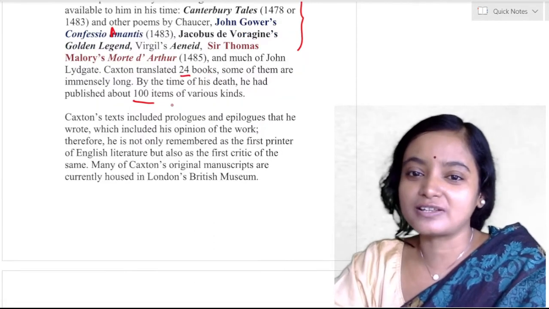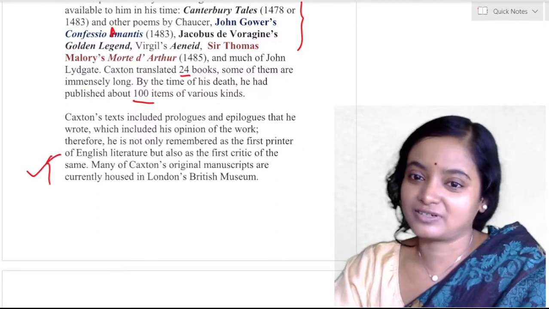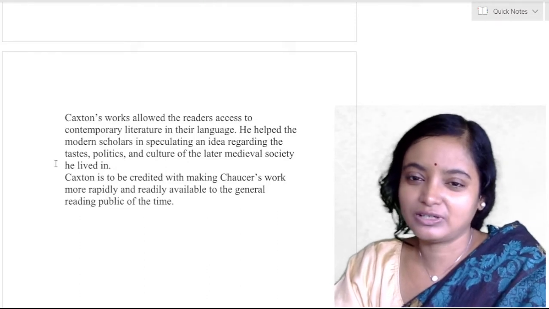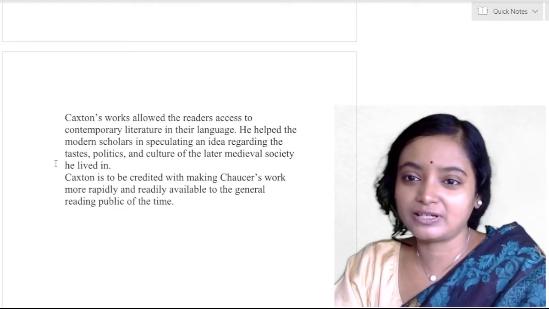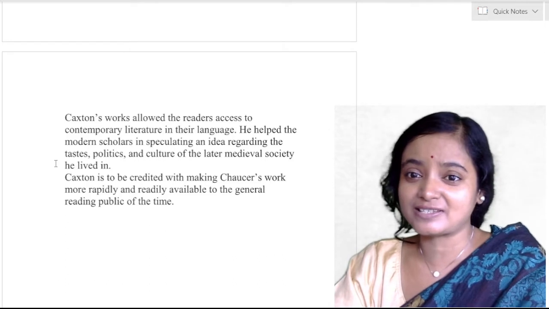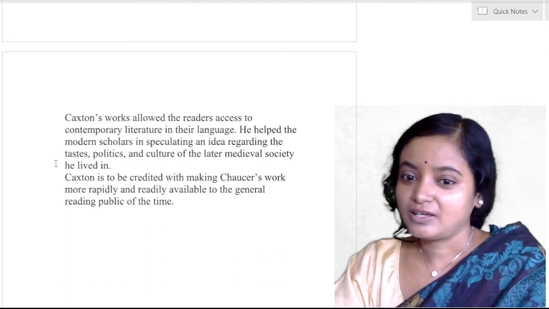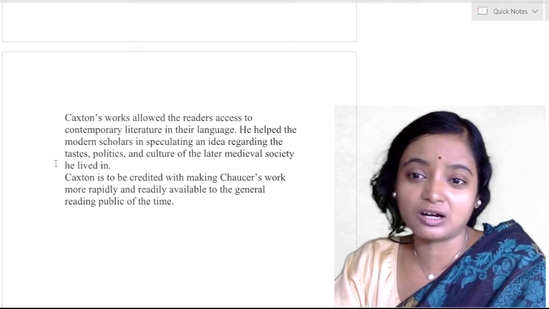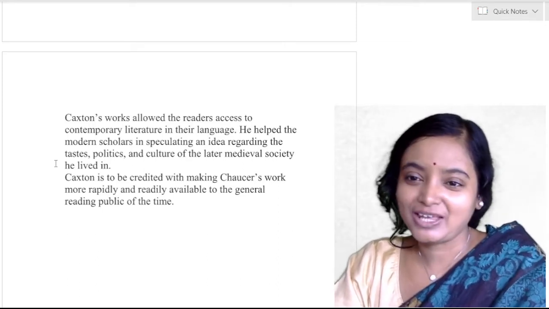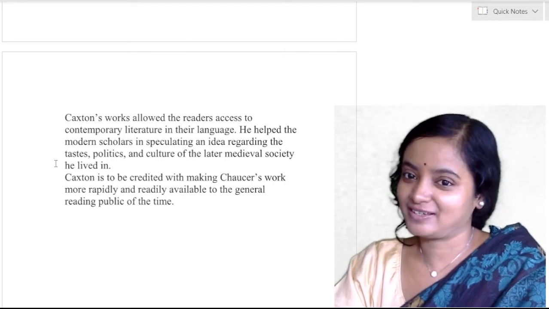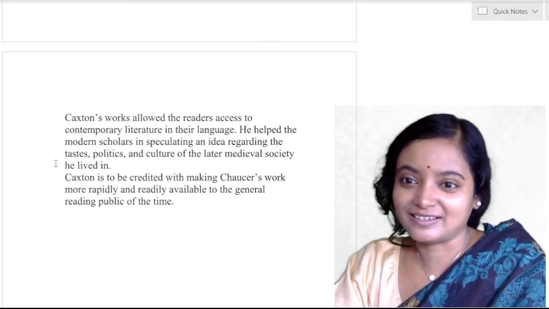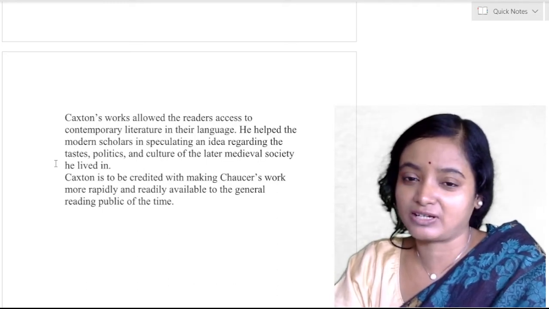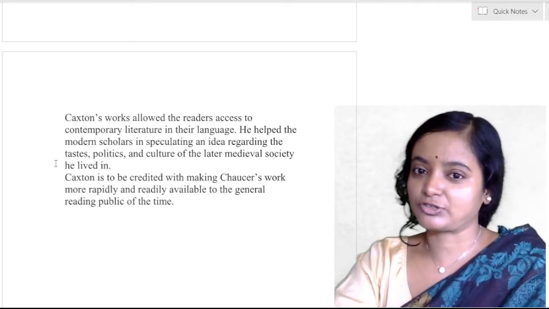Many of Caxton's original manuscripts are currently housed in London's British Museum. Caxton's work had great value in English literature because it allowed readers access to contemporary literature in their language. You can say that he just collected them, saved them, secured them, and gave them new thought, new tone, and new look. He helped modern scholars form an idea regarding the tastes, politics, and culture of the later medieval society he lived in.